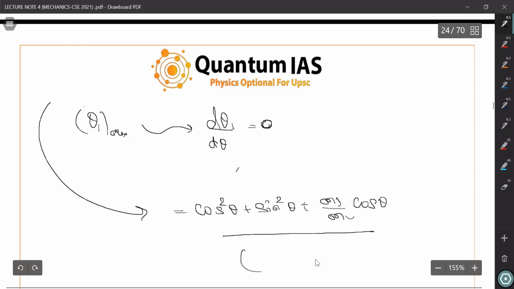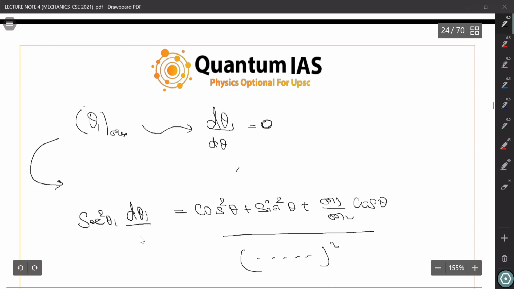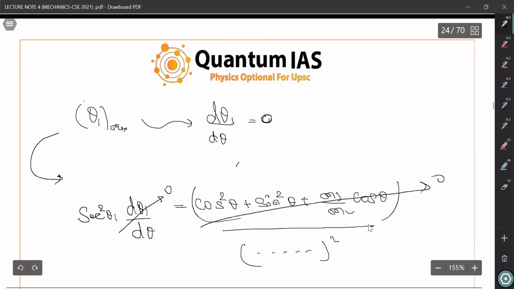I am writing this because you should not do these things in your examination. Sec square theta 1 d theta 1 by d theta: we have to make this 0, right? So I will make this one 0. If this one becomes 0, this all will become 0.